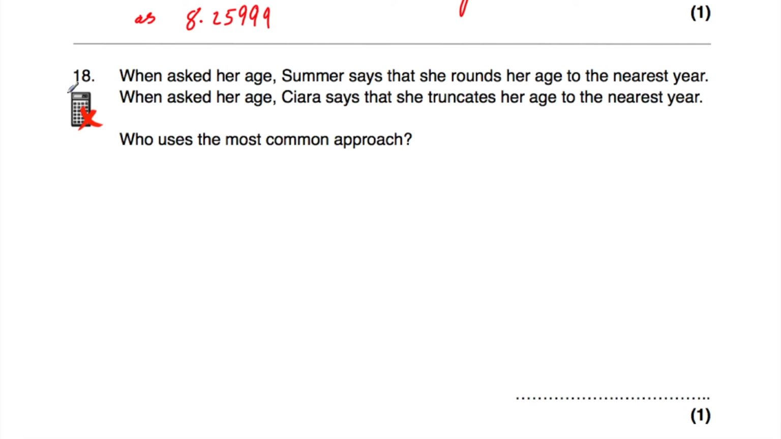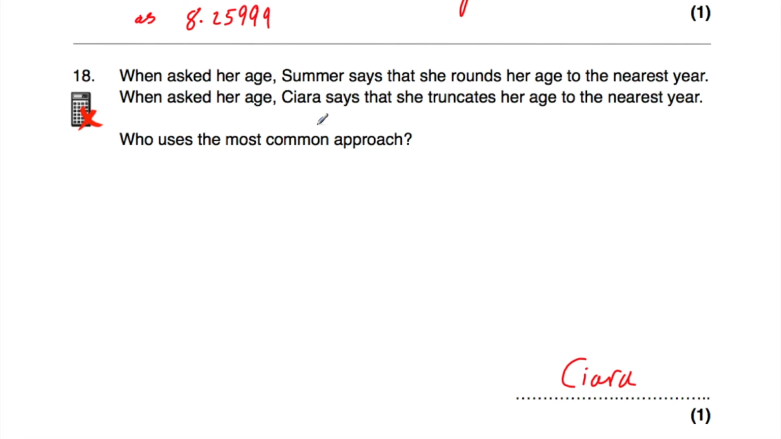Okay, let's have a look at question number 18. Question number 18 says, when asked her age, Summer says that she rounds her age to the nearest year. And when asked her age, Kira says that she truncates her age to the nearest year. Who uses the most common approach? Actually, Kira uses the most common approach. I'm just going to write that down. Kira uses the most common approach because it's normal to truncate ages.